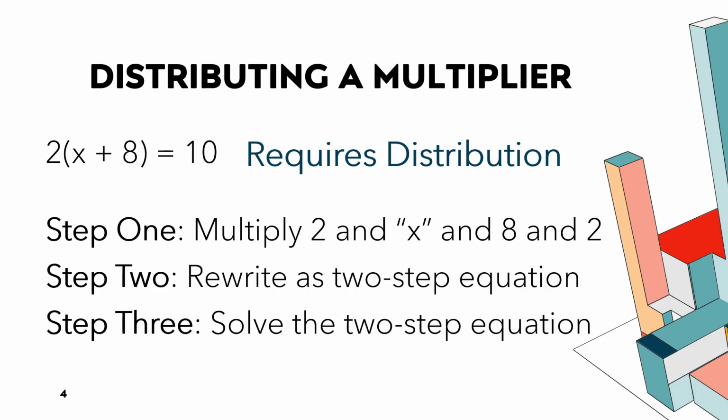Next, a positive 2 times a positive 8 gives us a positive 16. We will rewrite this as 2 times x, or just 2x, added to 16 is equal to 10. We will demonstrate these steps on the next slide.